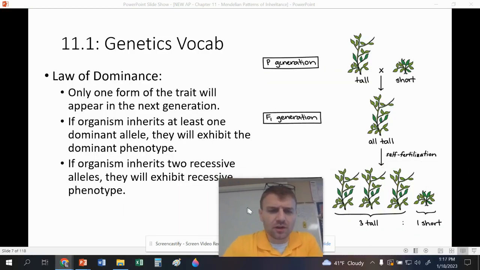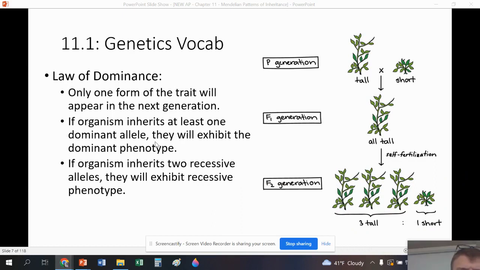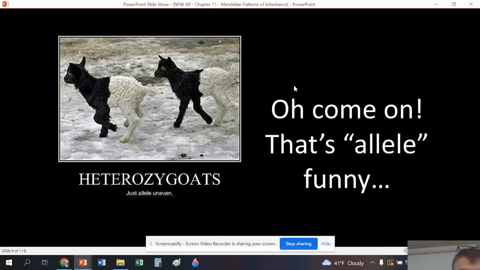All right, one thing I forgot to go over in this section is the law of dominance. And this is where, when in a genotype you have one allele that is dominant, so let's say it's heterozygous or homozygous dominant, that organism will exhibit the dominant phenotype. If an organism receives two of these recessive alleles, that's the only way they're going to exhibit the recessive phenotype. So again, as long as there's one dominant allele, it's going to be the dominant phenotype. When there's two recessive alleles, it's going to be the recessive phenotype.